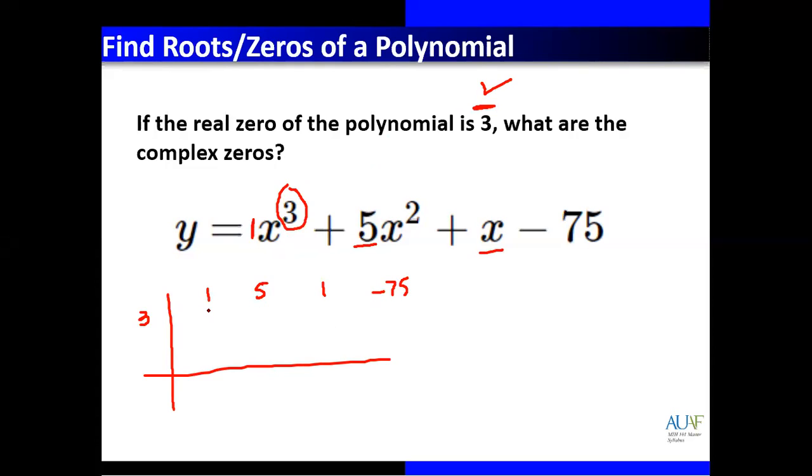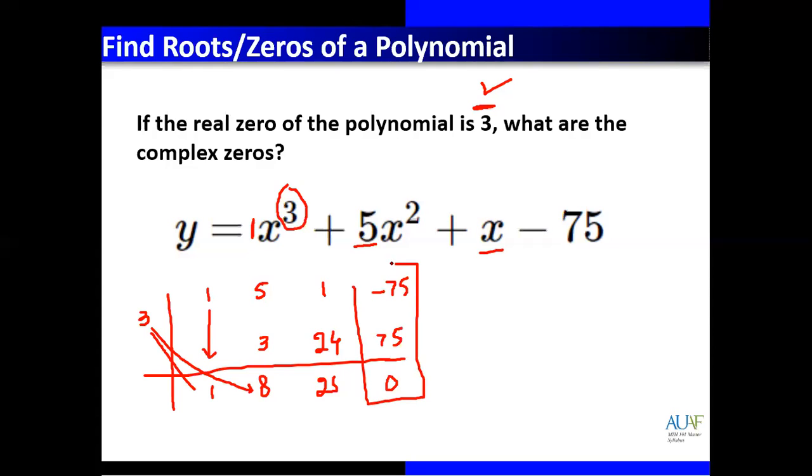Okay, the method is starting. Drop this number. This number is 1. So you need to multiply 3 with 1. 3 with 1 equals what? 3. So write down here. 5 with 3, 8. Again, you need to multiply 3 with 8. 3, 8, 24. 1 plus 24 equals 25. Now 3 multiplied with 25 equals what? Plus 75. So plus 75, the result is what? The result is 0. This must be 0.